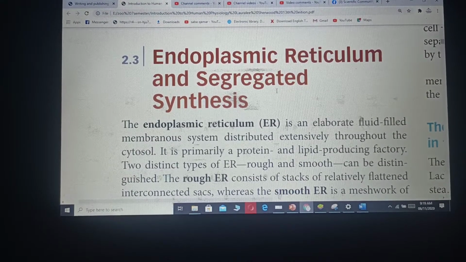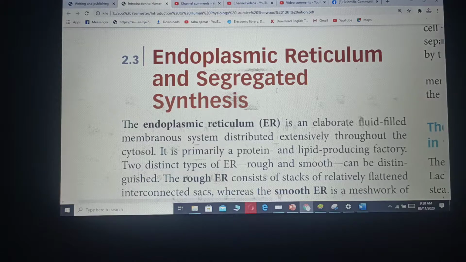Endoplasmic reticulum and segregated synthesis. What is endoplasmic reticulum? Actually, it is an important organelle which is found in the cell cytoplasm. Endoplasmic reticulum is an elaborate fluid-filled membranous system distributed extensively throughout the whole cytosol. Actually, these are sacs or tubules that extend throughout the whole cytoplasm, and these are involved in performing two main functions.